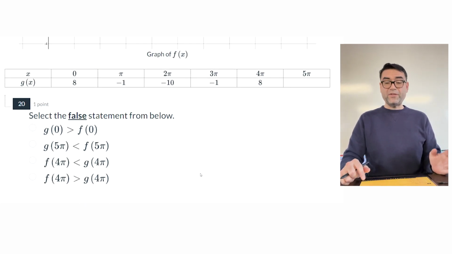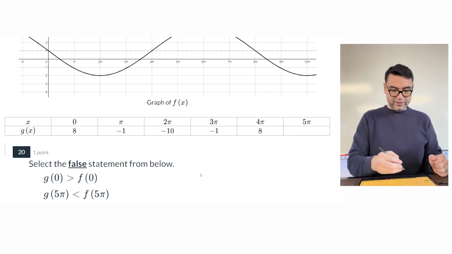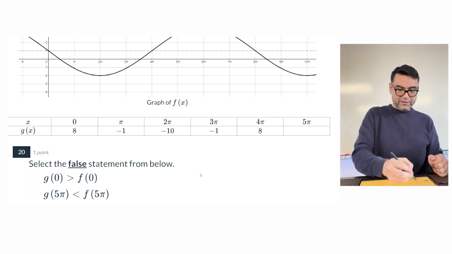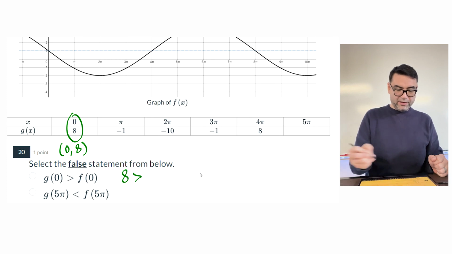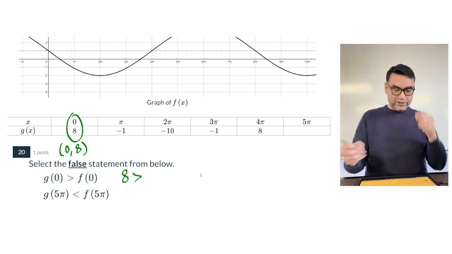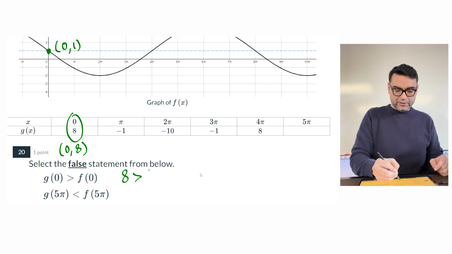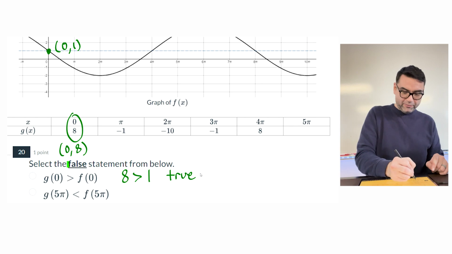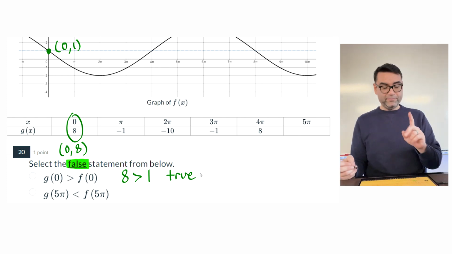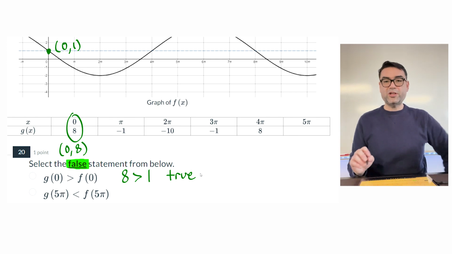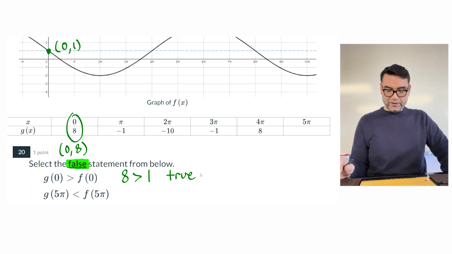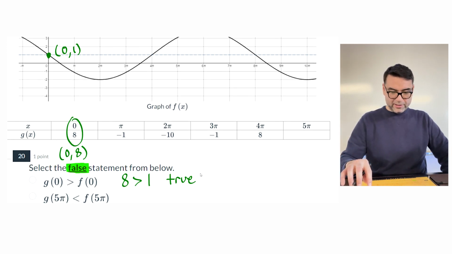Okay, 20. Select the false statement from below. Let's look at what's happening at 0. So g of 0, so at 0, right here, this would be 0, 8. So 8 is greater than whatever's happening with function f at 0. So function f at 0 is right here. That's 0, 1. So 8 is greater than 1. That's true. But remember, careful, we're trying to find out what's false. So make sure you read the condition of the answer. All right, the next one. G of 5 pi is less than f of 5 pi. Well, f of 5 pi, let me zoom out a little bit here.